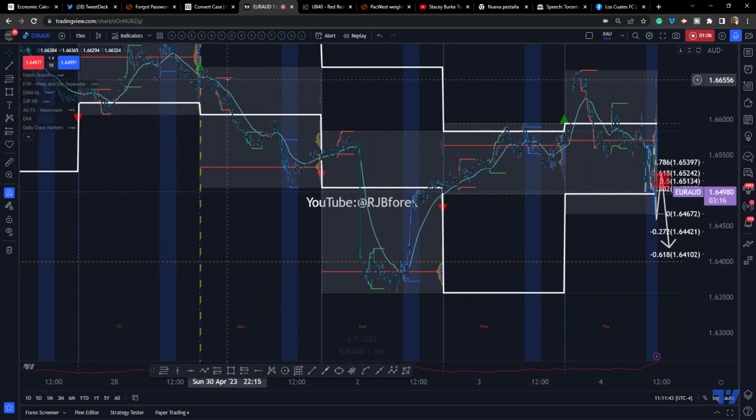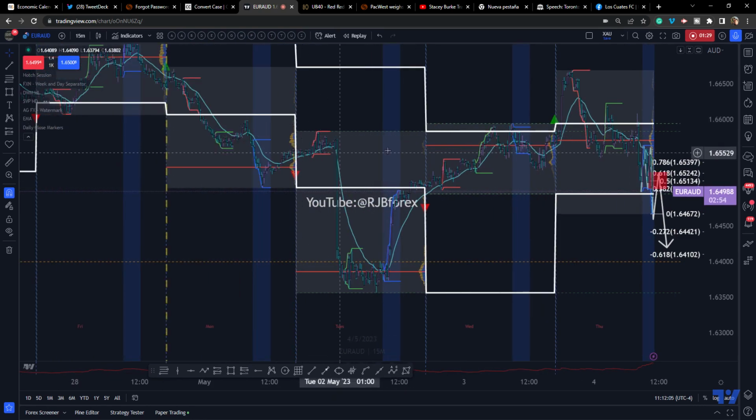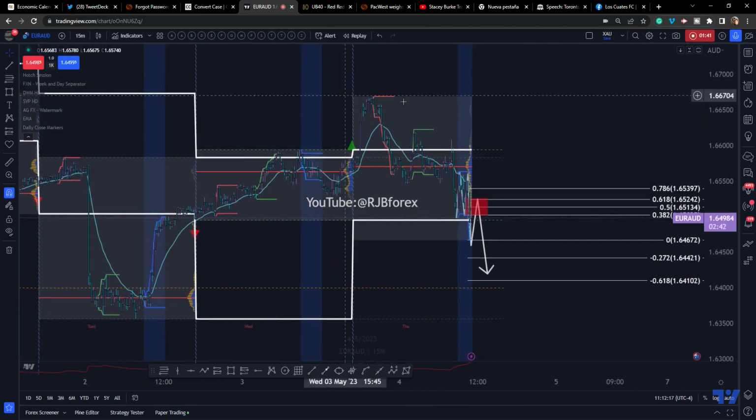And the orange is the Tokyo opening session, and then you've got Frankfurt and Wall Street. And then what else do we have? And then these white lines are the prior days' highs and lows.